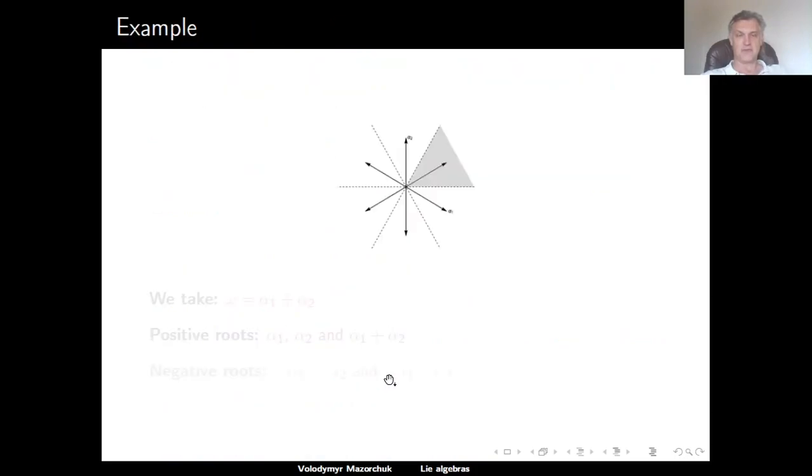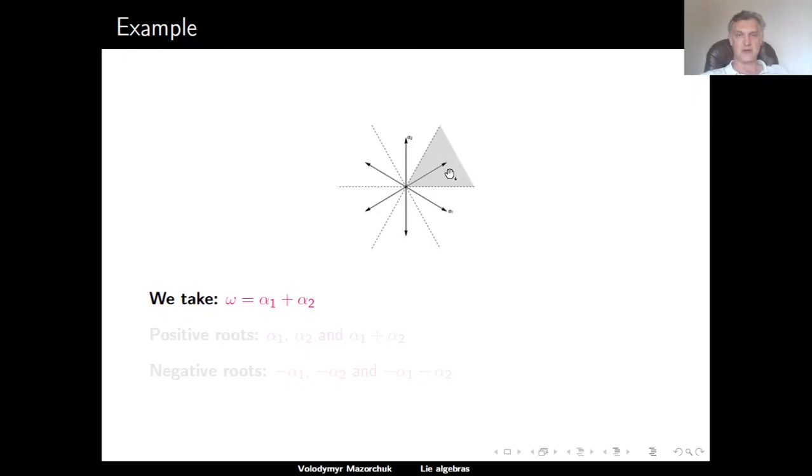So here is an example of the root system of type A2. So we have 6 roots, and two of them are denoted alpha 1 and alpha 2. For each root, we have the corresponding orthogonal hyperplane, which is given here by a dashed line. And let's choose the Weyl chamber, which is shaded on the picture.